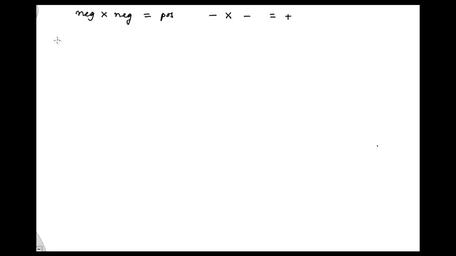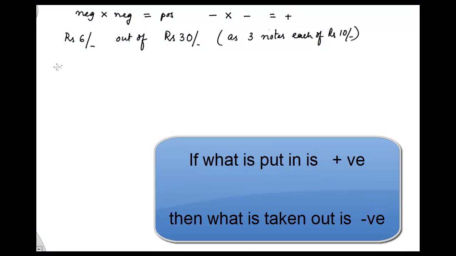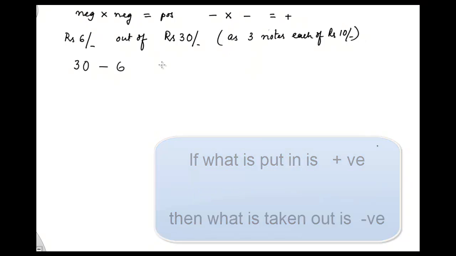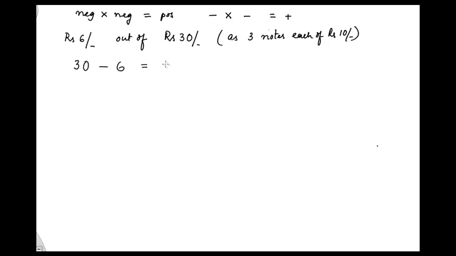We try to understand this from a day-to-day activity wherein, let's say, we have to pay something like rupees 6 out of, say, rupees 30, which is present as 3 notes, each of rupees 10. Here we recognize that if what we put in our purse is positive, what we take out of the purse is negative. We have initially 3 tens in our purse, and out of that we need to take out 6. These are all rupees, so I don't bother writing rupees. And we know we shall be left with 24.